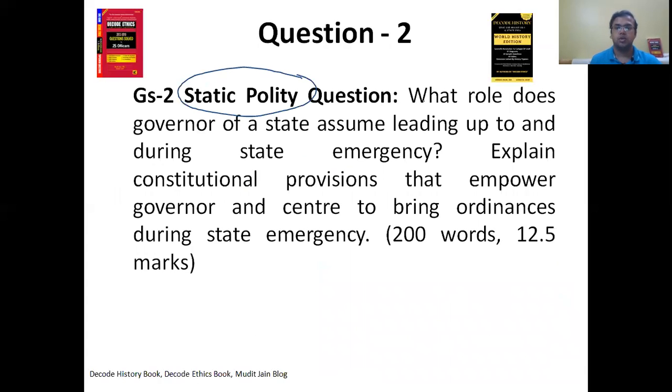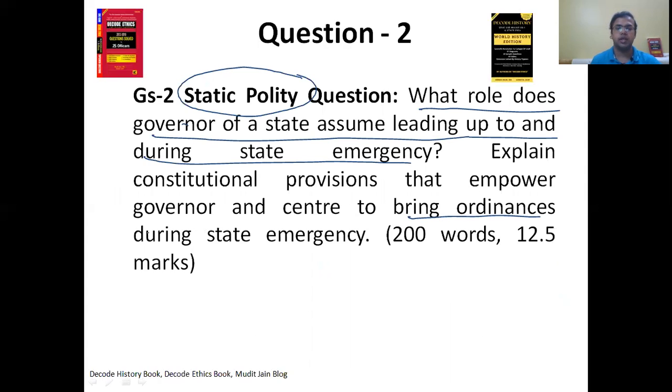So what it says: what role does the governor of a state assume leading up to and during a state emergency? Explain constitutional provisions that empower the governor and the center to bring ordinances during a state emergency. It is a completely static question. Still, if you have anything in the news of late which you can link with this question, then write the news background. 200 words, 12.5 marks. That means you have to write 12 points.